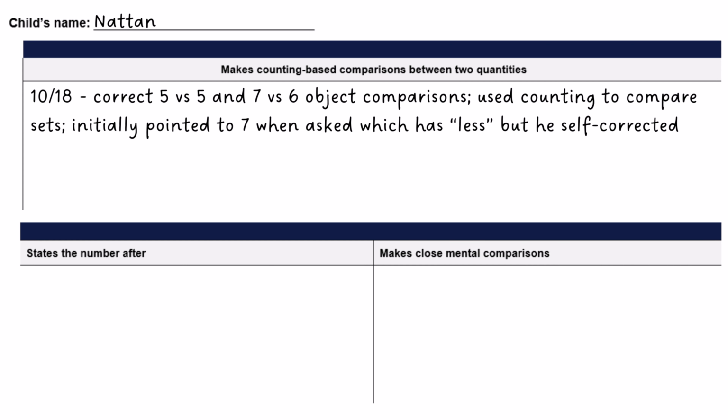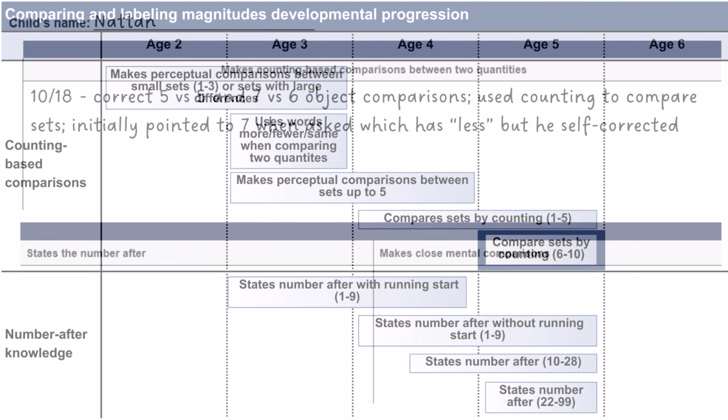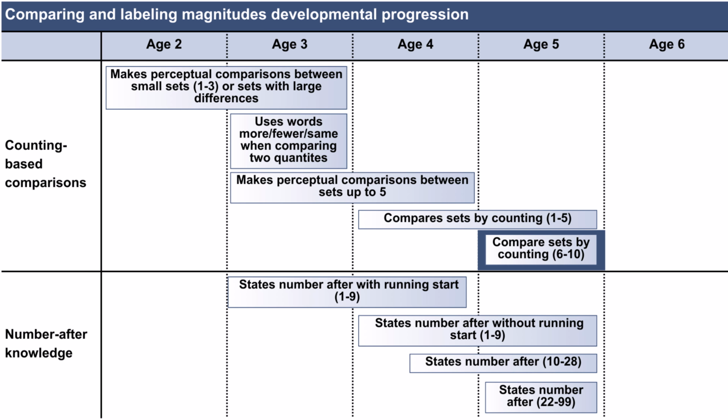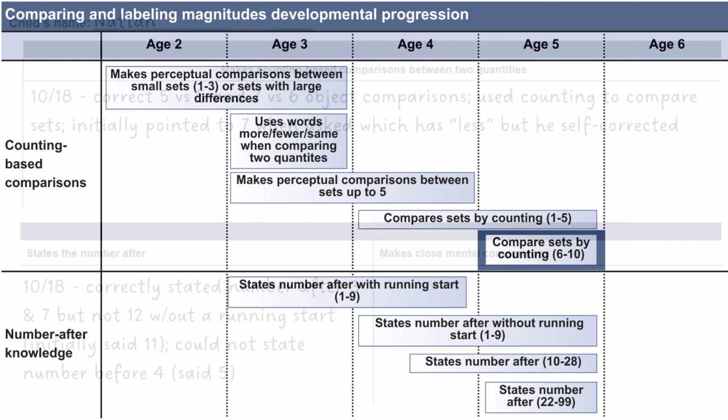Let's take a look at how you could have completed the logbook. We saw Natan use counting to compare non-subitizable quantities. Although he initially indicated that the group of 7 had less than the group of 6, he self-corrected when asked which group had more. Natan's counting-based comparison skills fall within the 5th band on the developmental progression. Given that Natan is 4 years old, his skills in this area fall outside the range for children his age.